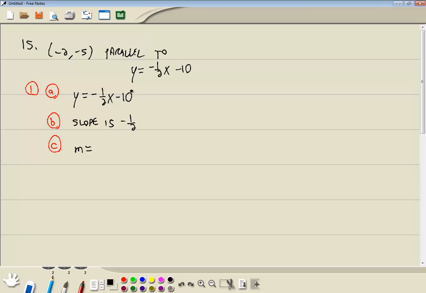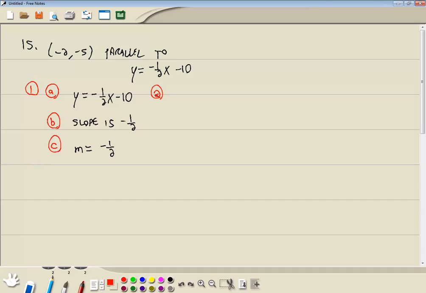Okay, we said it's parallel to this line. We said the slope of that line is negative 1/2. And parallel lines have the same slope, so the slope we're going to find is negative 1/2. When you're talking about parallel, whatever number you find in 1b is the same as what you use in 1c.